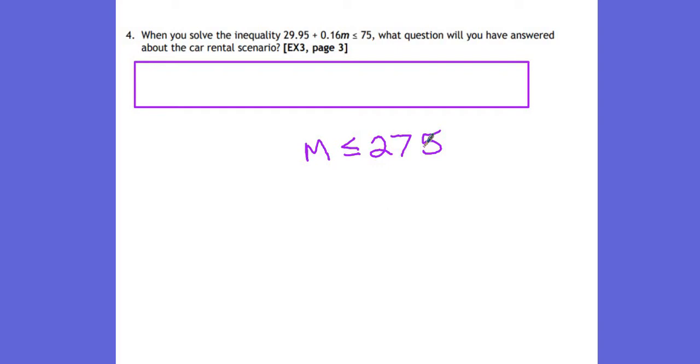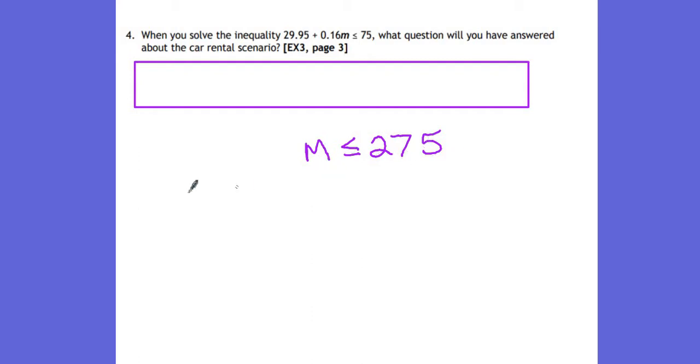The miles. So what happens if I travel 276 miles? It'll be over. Is my cost going to be more or less than 75? It's going to be more than $75. Am I going to get in trouble? Yes. Okay, what happens if I go 270 miles? That's all right. It's going to be below that cost.